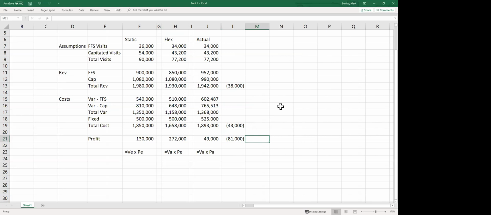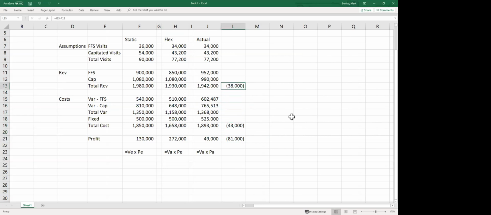So how we can check this is we can say our profit variance should equal our revenue variance and our cost variance. So if we sum those two up, we see that they do in fact add up to 81,000. So we've done it correctly. So that's one way to check your work, right?